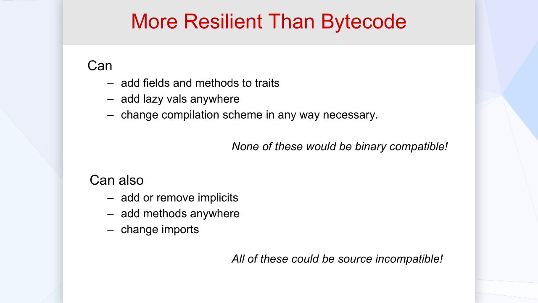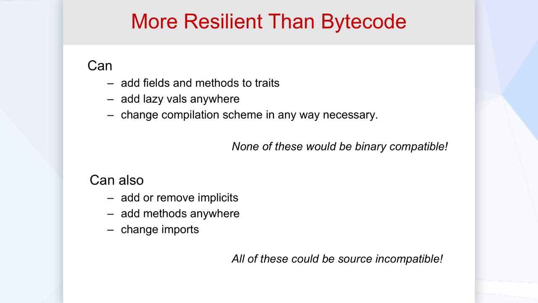It's a lot more resilient than bytecode, because now essentially all the examples that I've shown you and many, many more wouldn't present a problem at all. We can freely add fields and methods to traits. We can add lazy values anywhere or change the format. We can change the compilation scheme in any way necessary. So anything that happens here, we can change at will in the new version and not affect binary compatibility, because it can be redone whenever something changes.